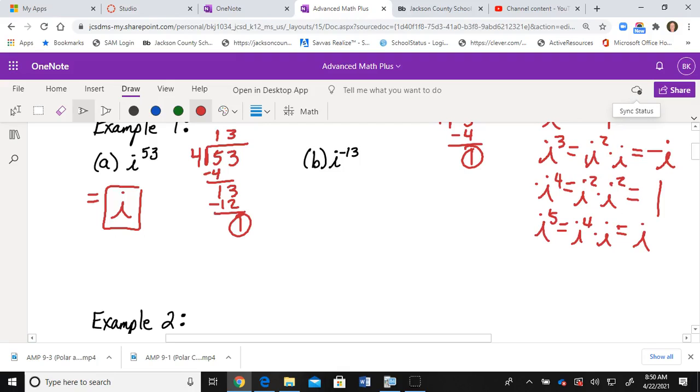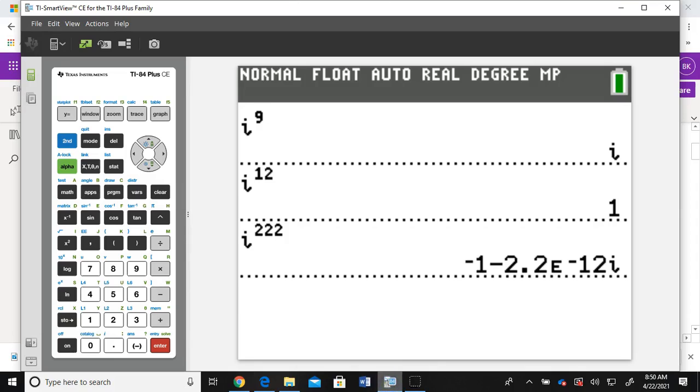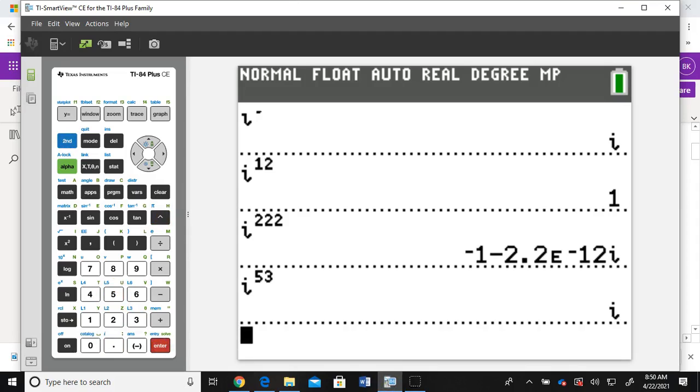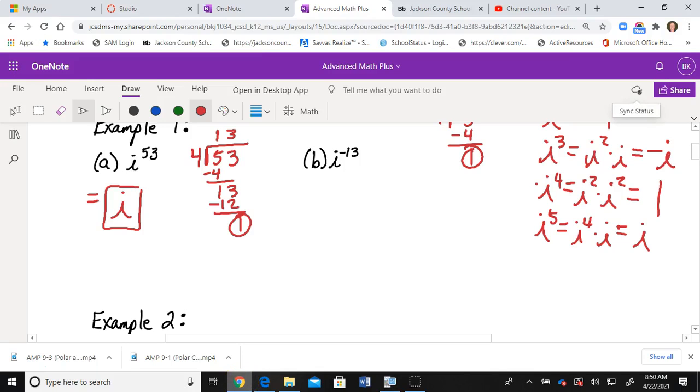Do you have to do the division on paper to figure it out? Not necessarily. Your calculator probably does that. Let's see, i to the 53 power. Yeah, it did it for me. It's second and the decimal point. Not every calculator has that cool little i button, so you need to know how to do it without it. The answer is just i, correct.